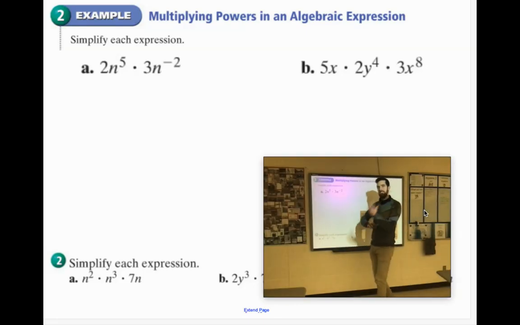Going to mix it up now. I'll have a little fun. So when you're multiplying the same base, then you add the exponents. These aren't all the same, so we're not just going to start adding stuff willy-nilly. But think of it like this.